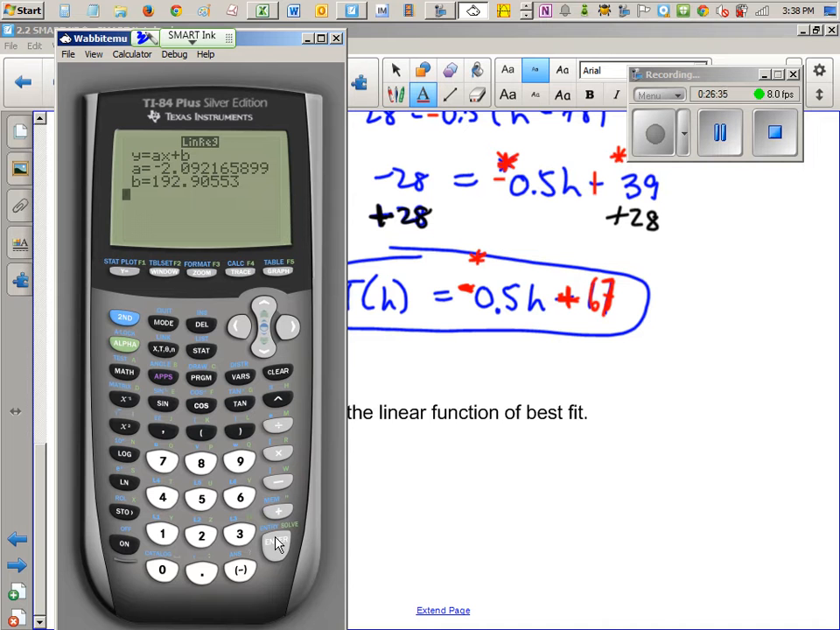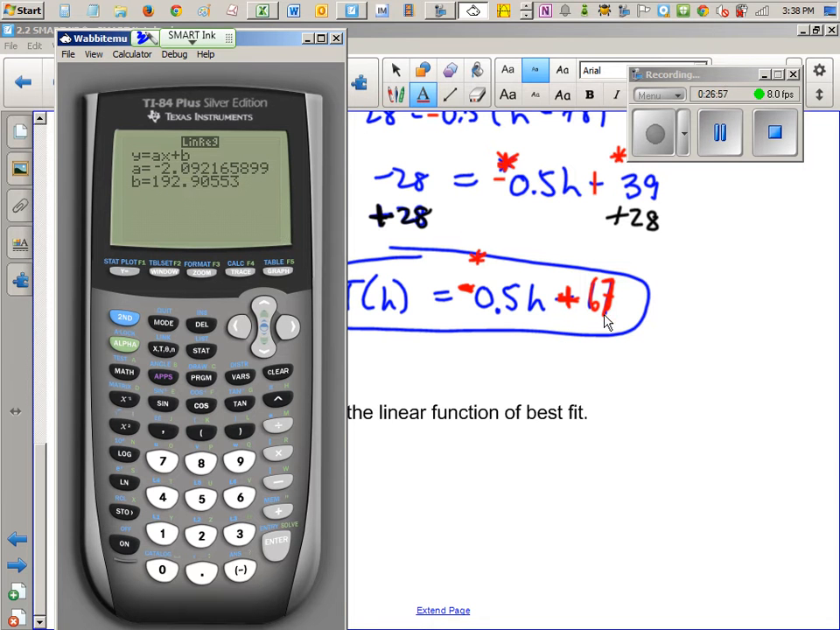Y equals ax plus b, where x is the humidity and y is the temperature, but a here is our slope. It's negative 2.09. Remember, I was using negative 0.5. What a horrible estimation, right? And the b, that's our y-intercept, that is 192.9. I was using 67. No wonder mine is so bad.